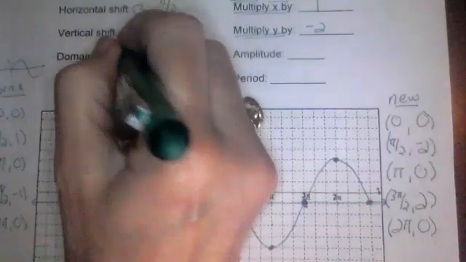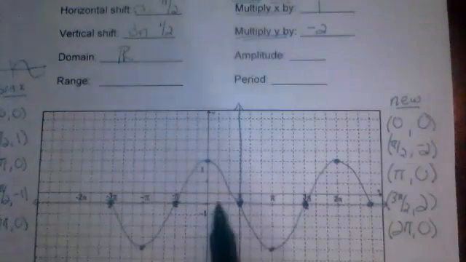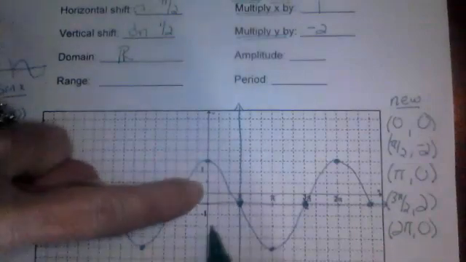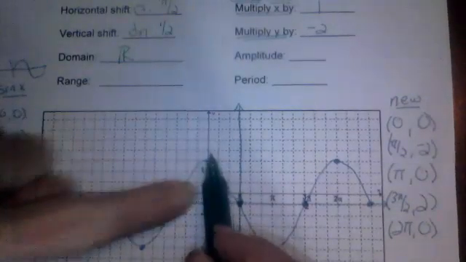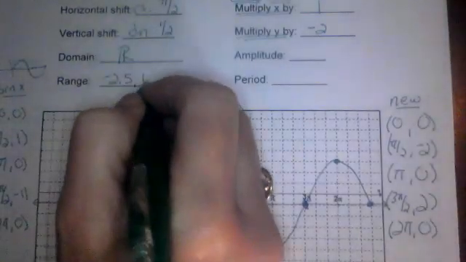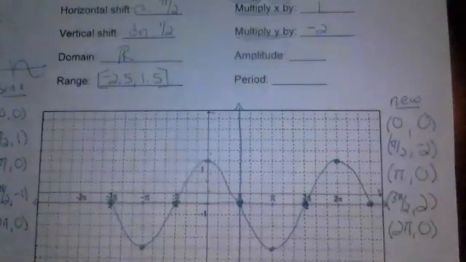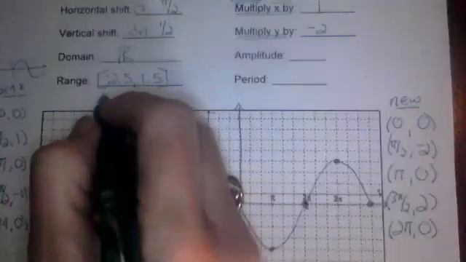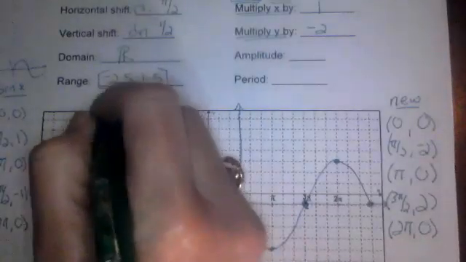All right, so my domain, all real numbers. My range, well, from the actual origin, I'm down 2.5 and I'm going up 1.5. So negative 2.5 to 1.5. Or if you wanted fraction form, -5 halves to +3 halves.